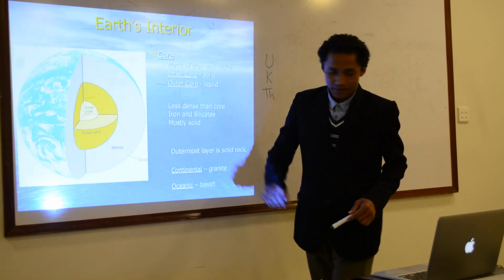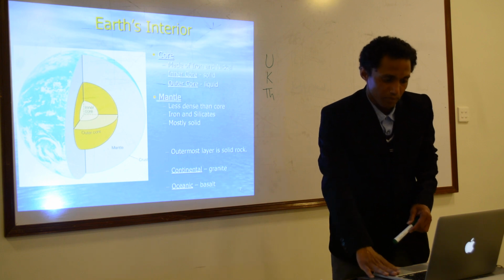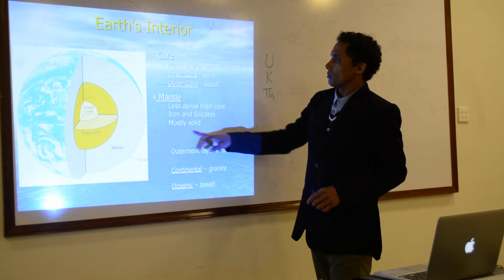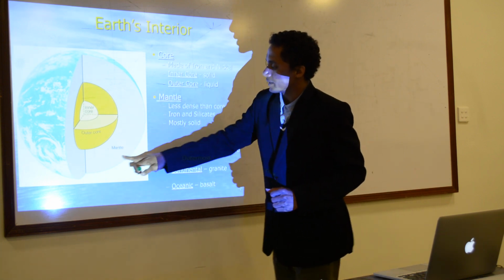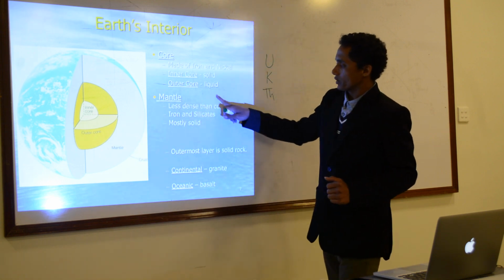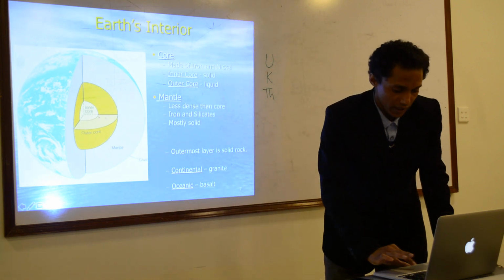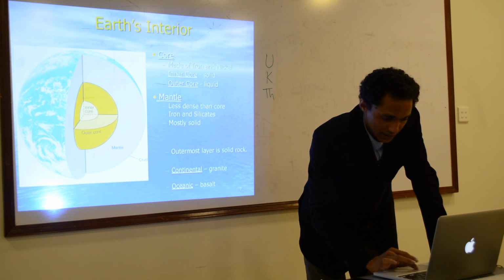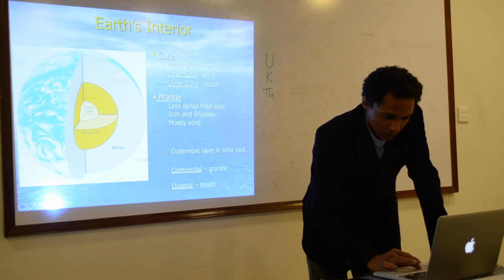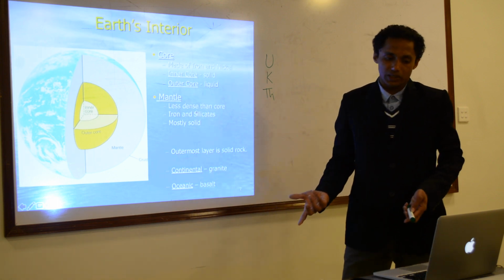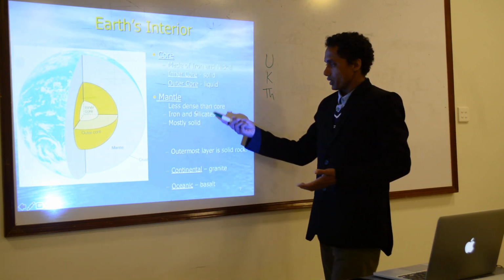The mantle. Okay, let's talk about the mantle. We know the mantle is right here. You can see the mantle is a less dense area, less dense than the core. The mantle is composed of iron and magnesium silicates, right? It is mostly solid.